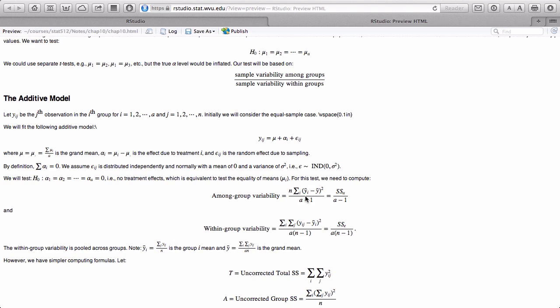That means the y bar sub i's are about the same, and they're about equal to y bar. So those square deviations are going to be small. On the other hand, if the means differ a lot, then the y bar sub i's are going to differ a lot. The sample means are going to differ a lot. And so that sum of squares of y bar sub i minus y bar squared should be large.